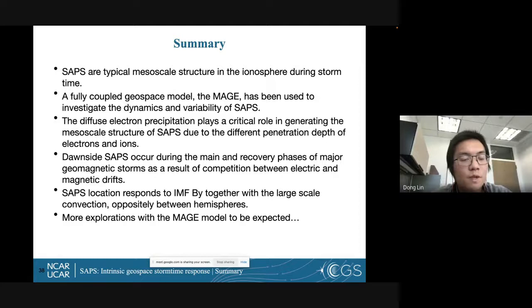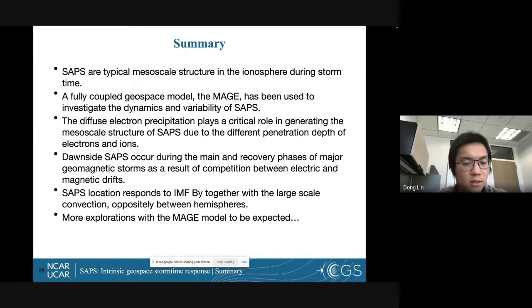So I think it's time to give a summary. We know SAPS are a typical mesoscale structure in the ionosphere, especially during storm time. And we're glad that the fully coupled IMAGE model has performed very well in simulating the SAPS, including their dynamics, the fundamental driving mechanisms, and the variabilities. We demonstrated the critical role of the diffuse precipitation in determining the mesoscale structure. We also explained when and how the downside SAPS are formed and when to expect that. Probably something to keep in mind for preparation for extreme space weather events.